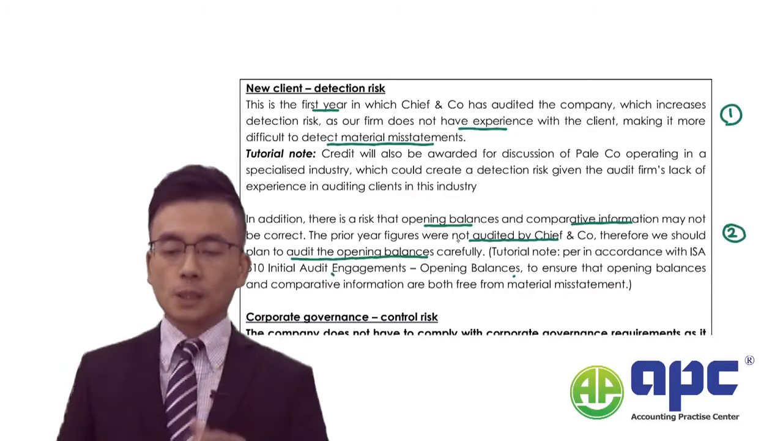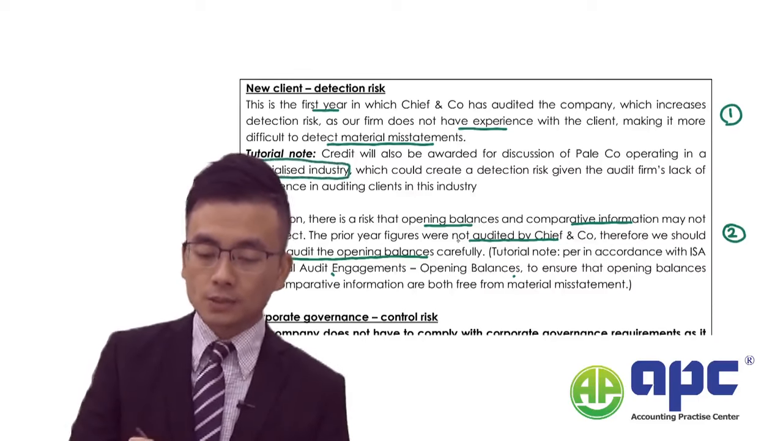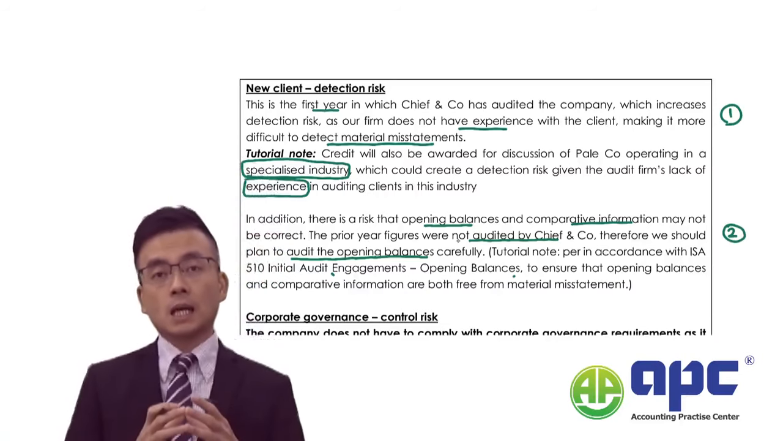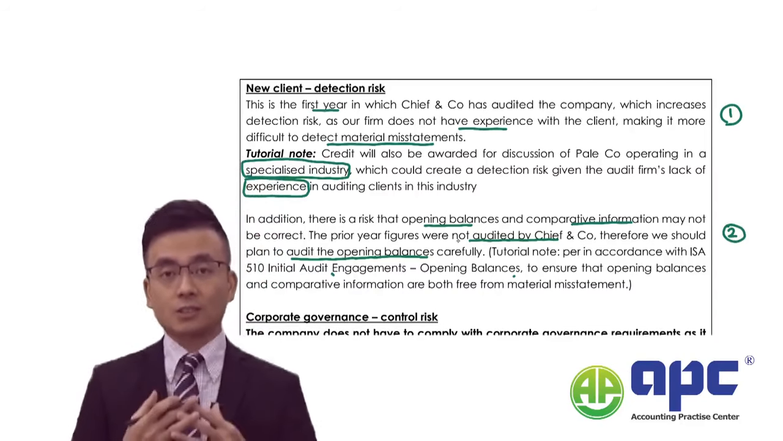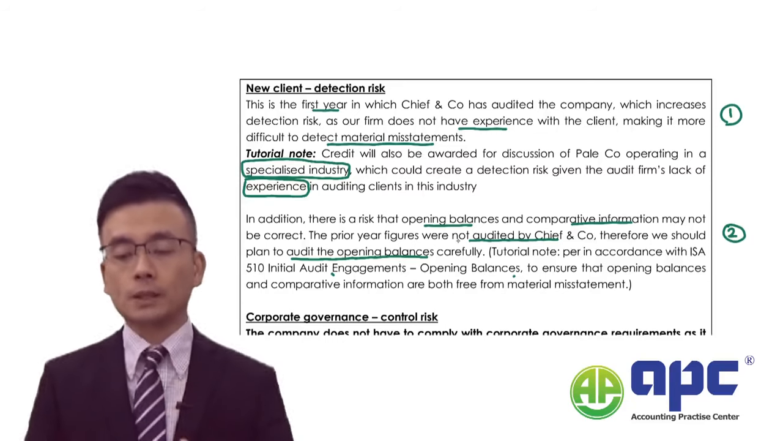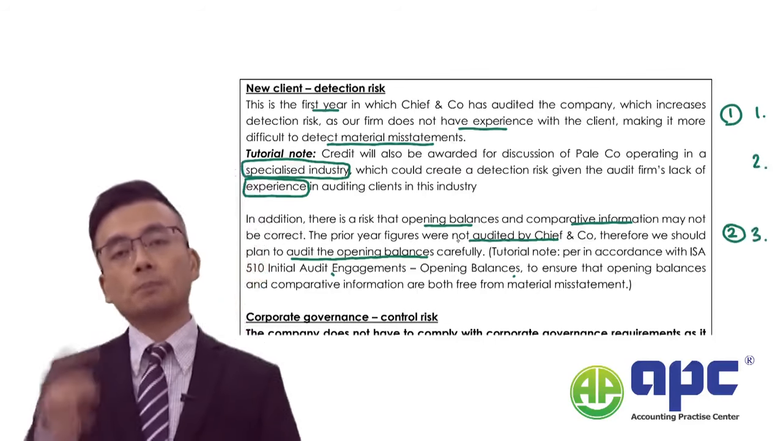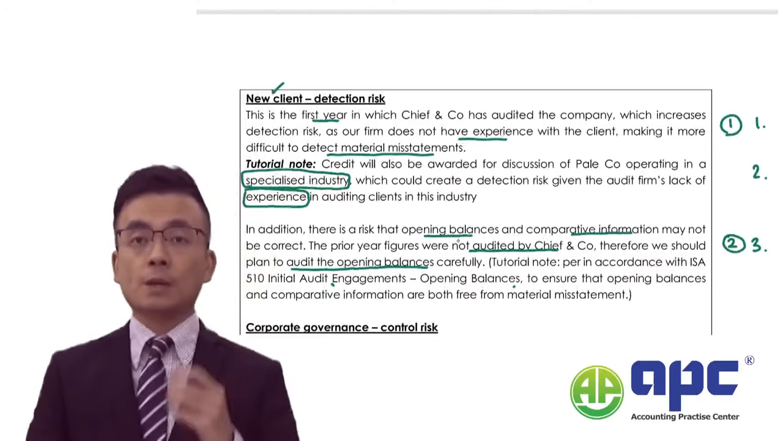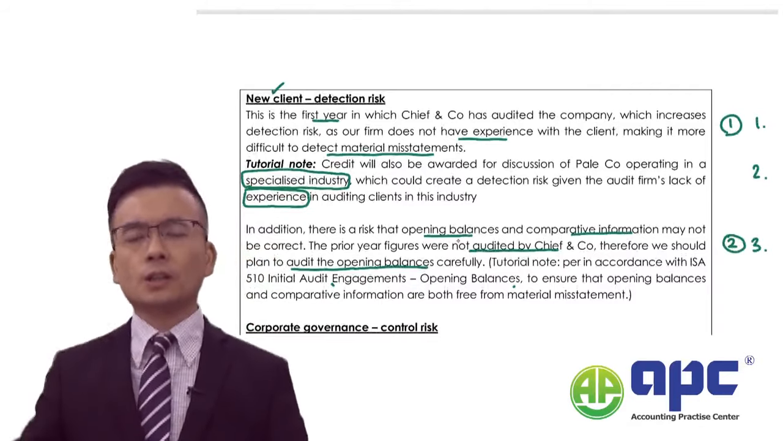So another way you can talk about this is because it operates in a specialized industry, and given that we may not have experience in that particular company, may not be quite familiar with the industry requirements and so on, it leads to an increased detection risk as a result. So you can also talk about that. Okay, so 1, 2, and 3, just pick up 2 in any exam if you see that's a new client. Very important there. You can't simply write a sentence to simply get 1 mark, you lose another, that's not very good.